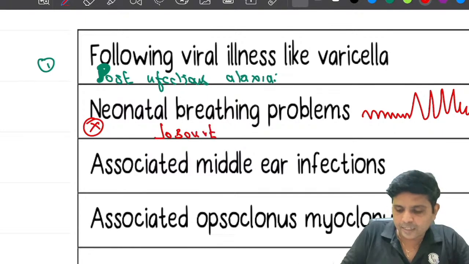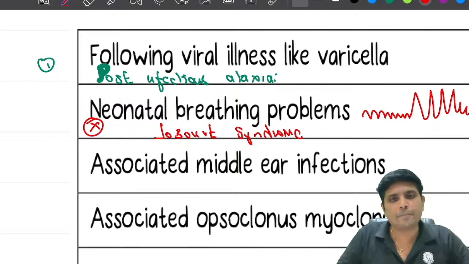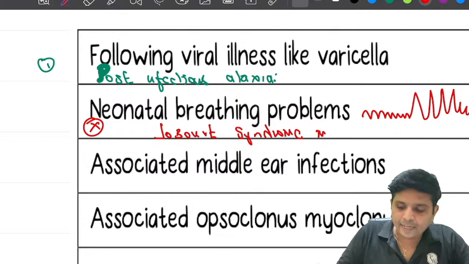What is this called? Joubert syndrome, due to cerebellar hypoplasia. This is called Joubert syndrome, and in MRI you will have an inverted molar tooth appearance.